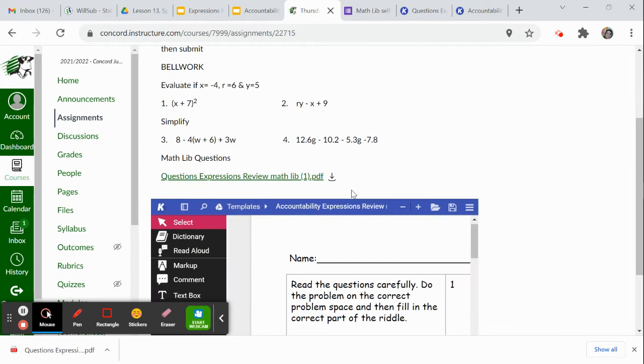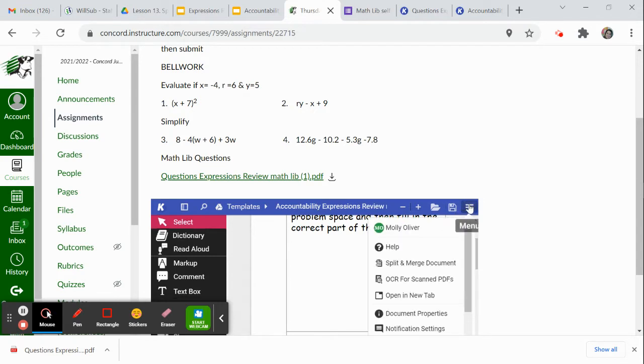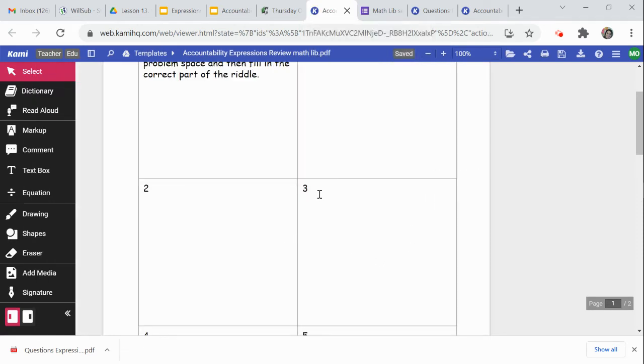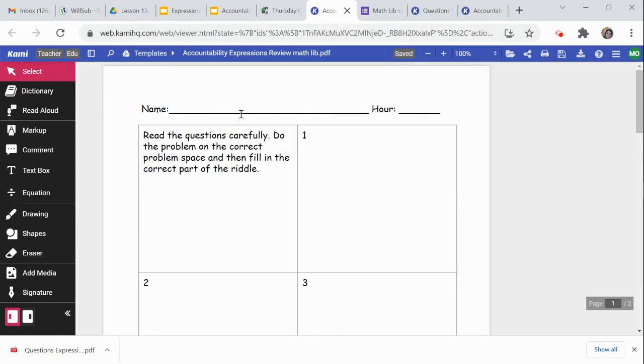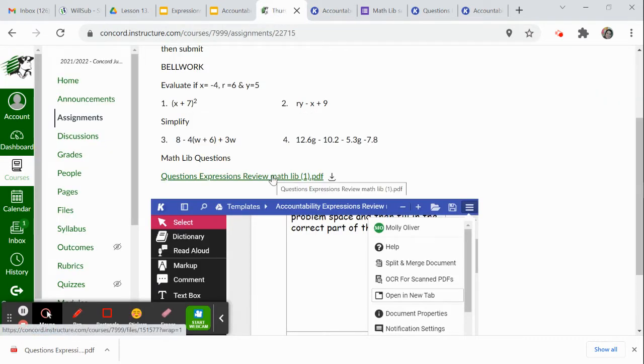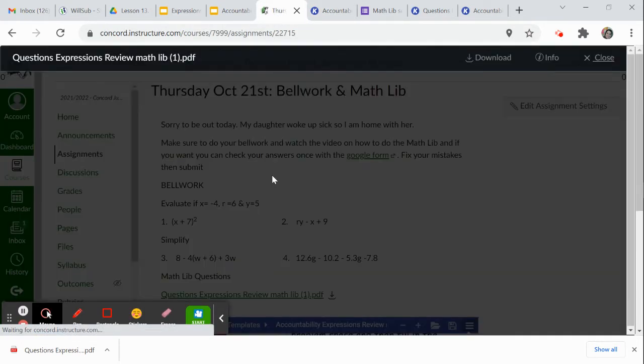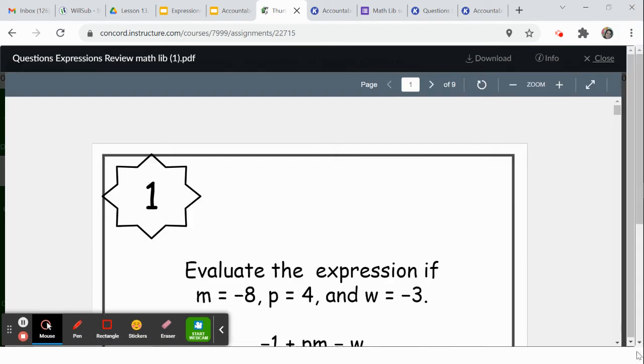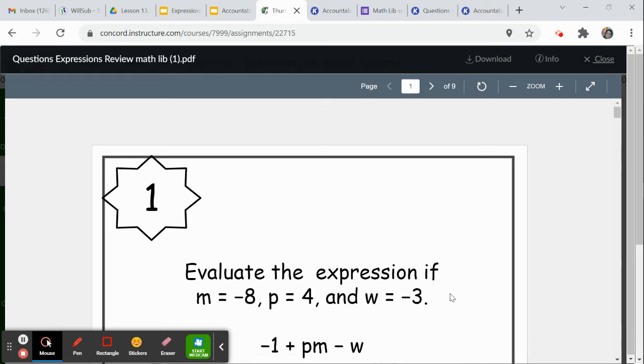Okay, so when you look on here, there's an accountability sheet. And if you need to see it bigger, you can always open it in a new tab and then you can see it the full screen way. Okay, so that helps if you need it to be bigger. You're going to do each problem you see when you open this link for the questions. So you're not doing the work on the questions, you're doing your work on the accountability sheet.